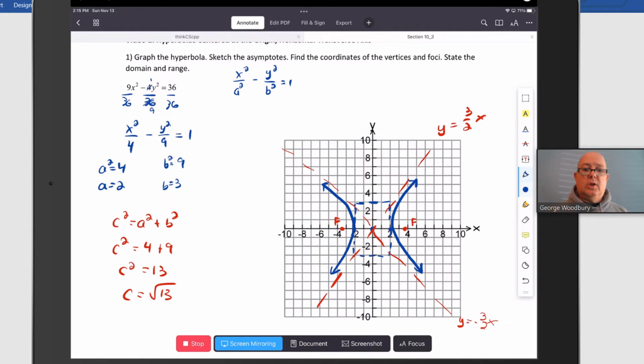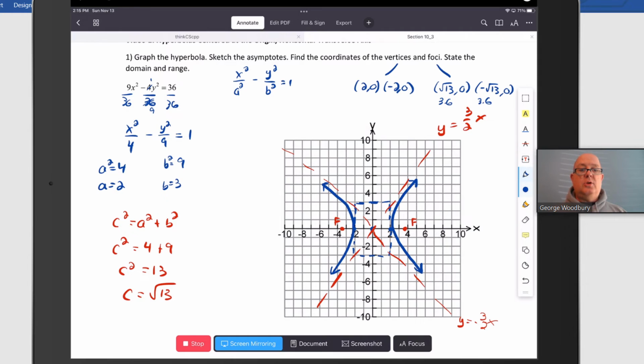Let's see. The vertices were at (2, 0) and (-2, 0). The foci were at (root 13, 0) and (negative root 13, 0). And remember that we use 3.6 as an approximation for those.